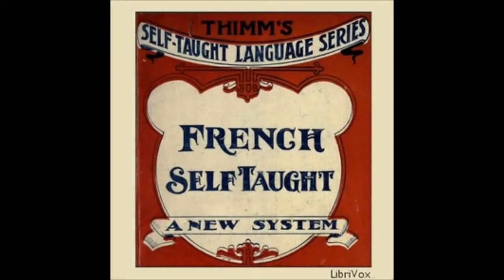Conditional present: I should be, je serais; thou shouldst be, tu serais; he should be, il serait; we should be, nous serions; you should be, vous seriez; they should be, ils seraient. Conditional past: I should have been, j'aurais été; thou shouldst have been, tu aurais été; he should have been, il aurait été; we should have been, nous aurions été; you should have been, vous auriez été; they should have been, ils auraient été.